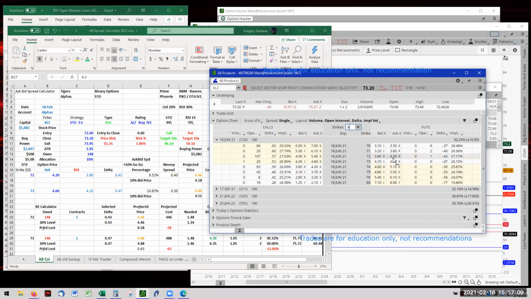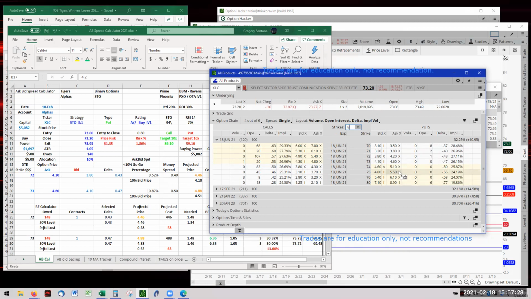I look at it and I say, okay, this is the one I like. So 72 strike price. So let me know where I'm at. The ask 420 and 380. Get it right from here. Then the delta. Then my calculations go through and say this is going to cost me, if this triggers, $4.46 projected price.